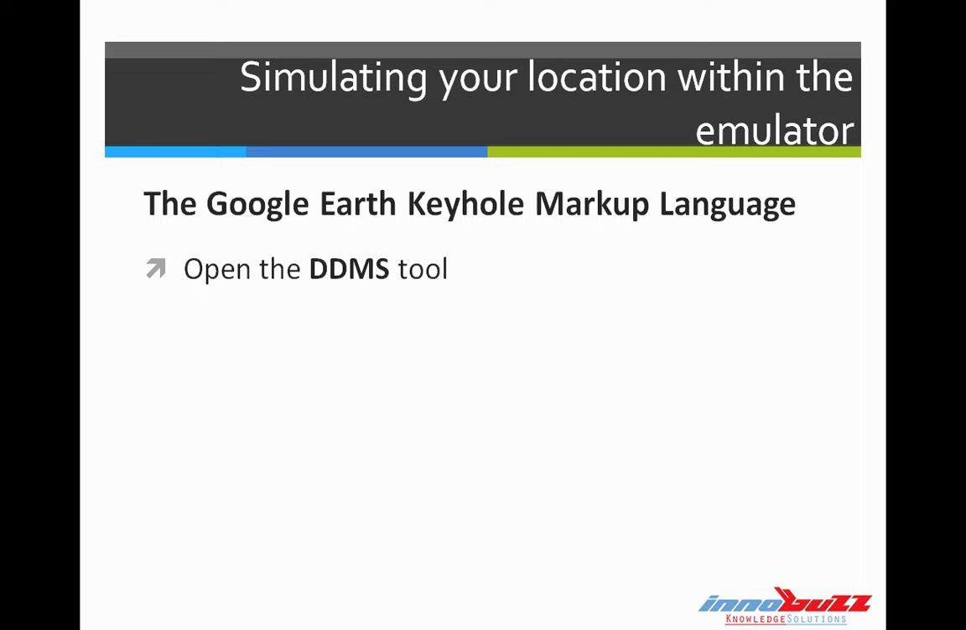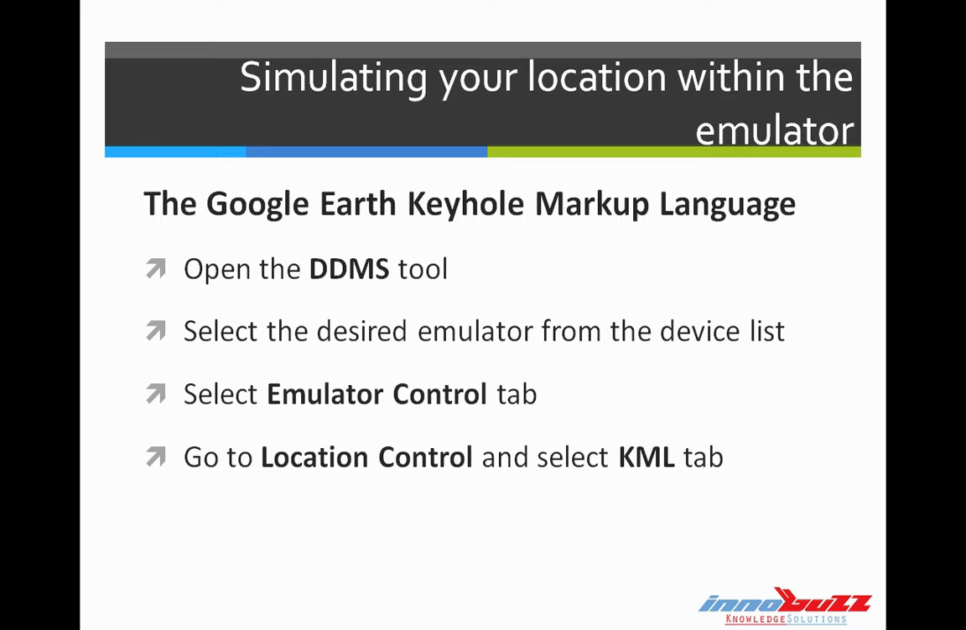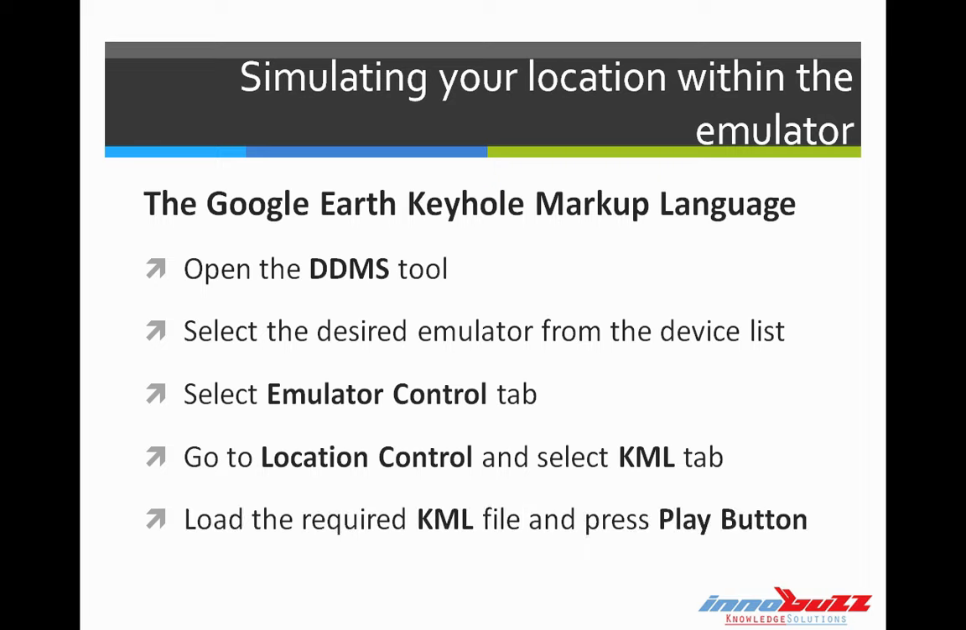Open the DDMS tool. Select the desired emulator from the device list. Select Emulator Control tab. Go to Location Control and select KML tab. Load the required KML file from the file directory and press Play button.